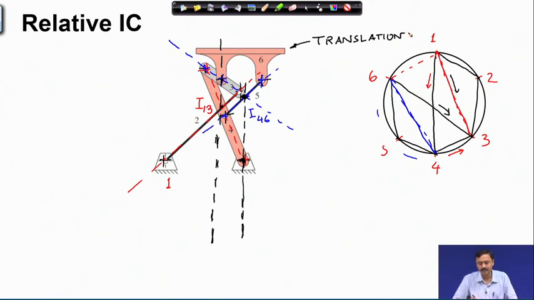Body 6 is in translation with respect to the ground, and this mechanism is indeed a parallel transfer device, where body 6 is parallelly transferred. So, it is in pure translation.